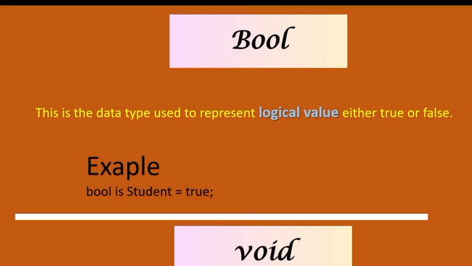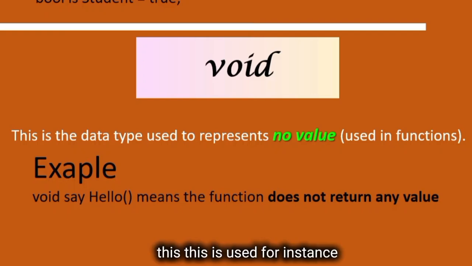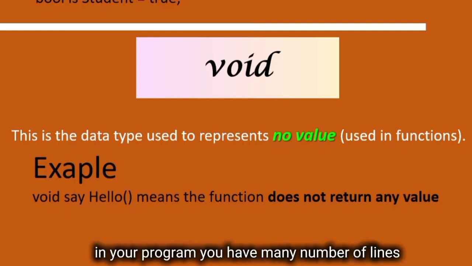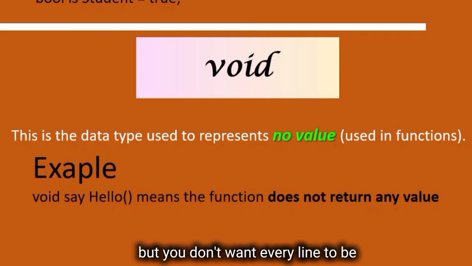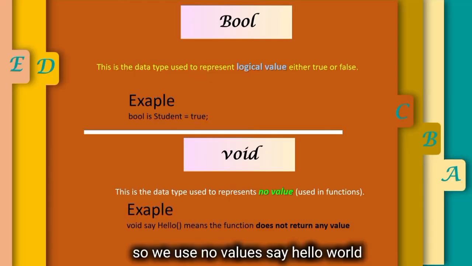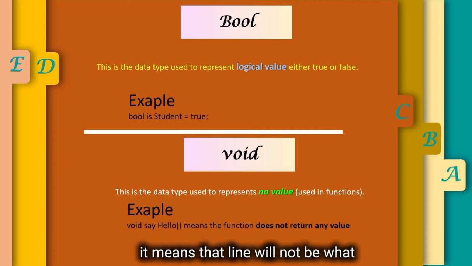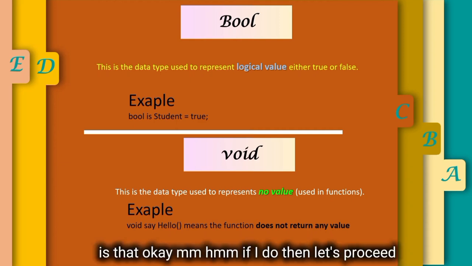Then we move on to void. Void is the data type used to represent no values. This is used, for instance, when your program has many lines, but you don't want some lines to be executed or to run. So we use no values. Say void hello world. It means that line will not be executed, will not run. Let's proceed.